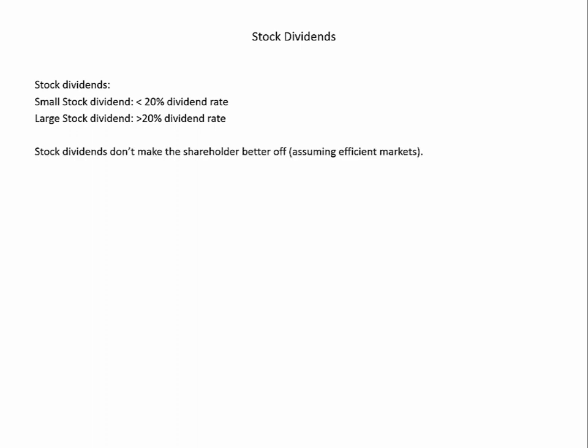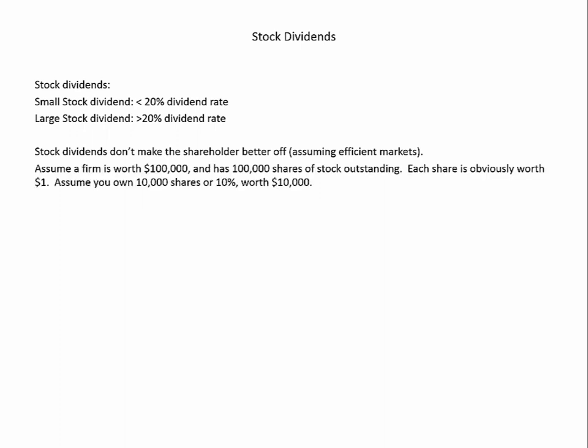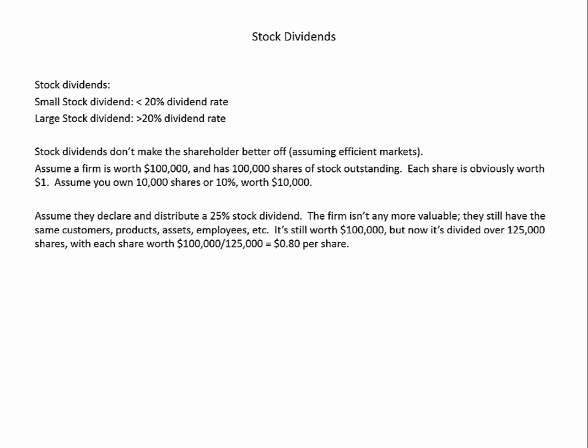Now, stock dividends don't make the shareholder any better off, assuming efficient markets from your finance class. Let's assume that a firm is worth $100,000 and there are 100,000 shares of stock outstanding. Each share of stock is obviously worth $1, $100,000 in value spread over 100,000 shares. Now let's assume you own 10,000 shares, or 10%, worth $10,000. That means that you own 10% of the company.